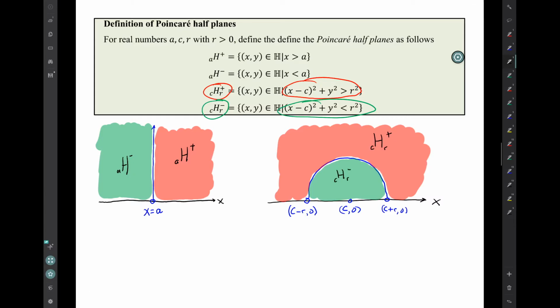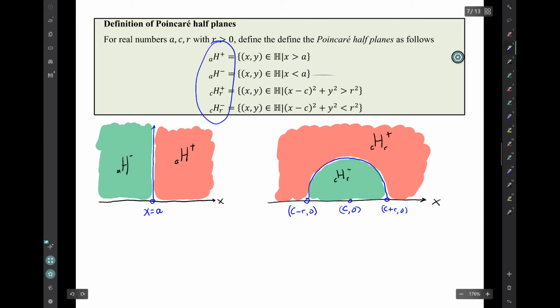Now you see that the points that are in the red set are the points whose distance from the center of that semicircle is greater than r. The points that are in the green set are the points whose distance from the center of that semicircle is less than r. Notice that my symbols for the Poincaré half-planes differ from the symbols that the book uses.